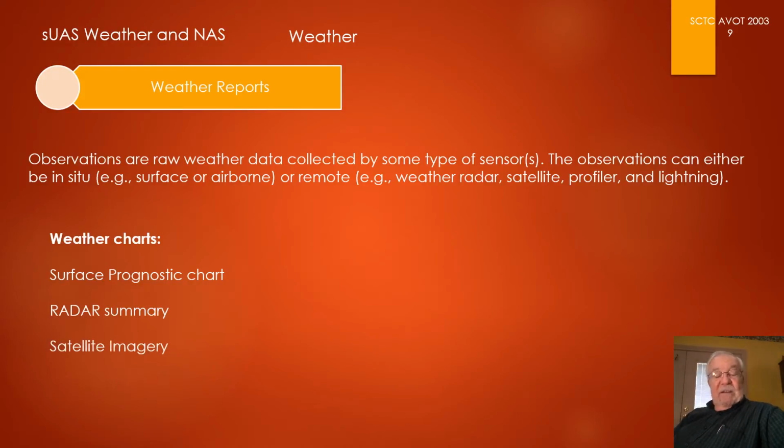Then, of course, we have satellite imagery as well, a collection of satellite images. It will give you cloud cover. It can give you moisture readings, temperature readings. A lot of different things can come from satellites. They're pretty sensitive. All right.